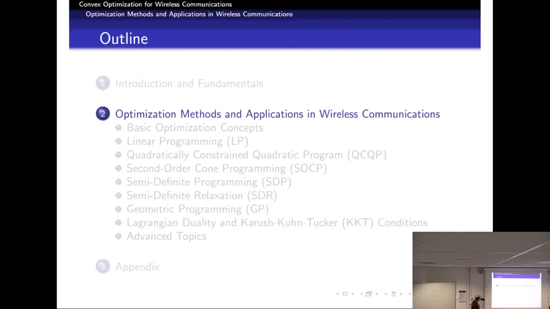Right, so these are the techniques we're going to look at. First, some basic concepts, and then we'll go into all those fancy names here: linear programming, QC, QP, SOC, PSD, PSDR, GP, and KKT. And for each of them, the idea is not to go into all the details. You have a reference book for that if you're interested, but that could take you the whole year to study.